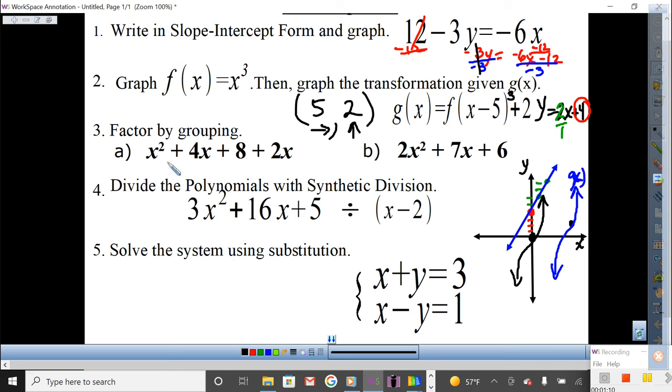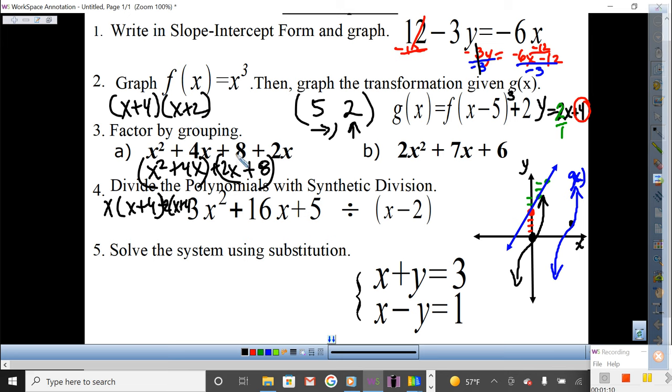What's the first thing we need to check? Standard form. So this becomes x squared plus 4x plus 2x plus 8. Some of you factored it the way it is. That's okay. But I need it in standard form first. Group. GCF here is x. We're left with x plus 4. GCF here is 2. We're left with x plus 4. Therefore, my factors are x plus 4 and x plus 2. Hands if you got that.